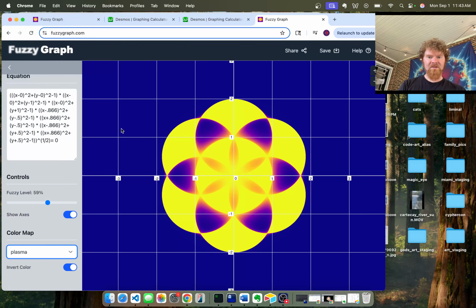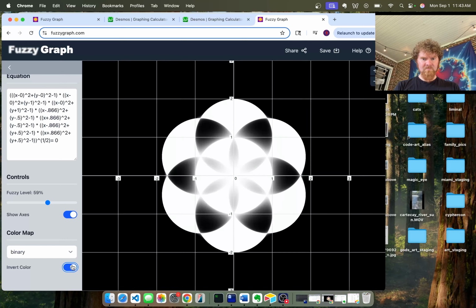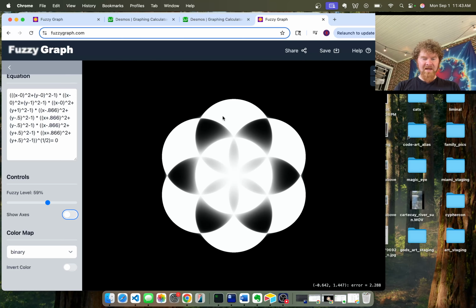And we could even do a different color map. And maybe we'll turn, ooh, wait, let's invert that. And we'll turn off the axes just so we can see a nice clean completed seed of life. And there you have it.